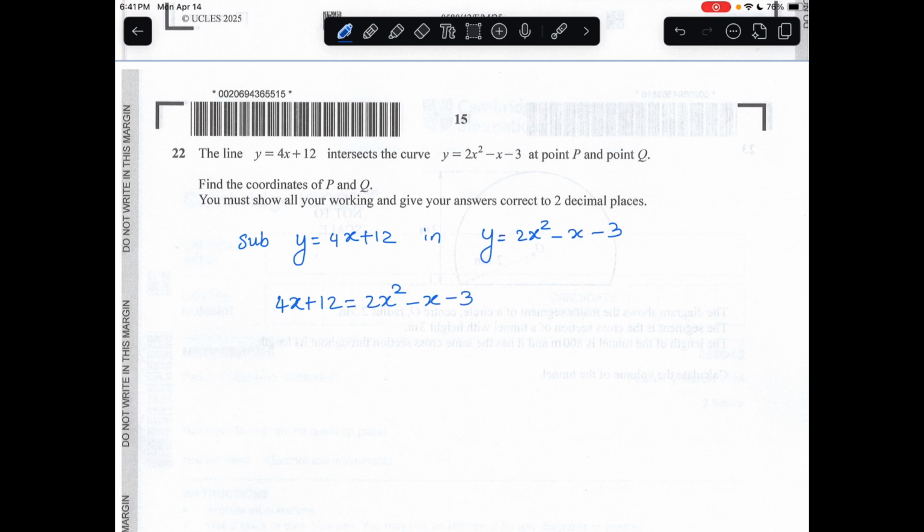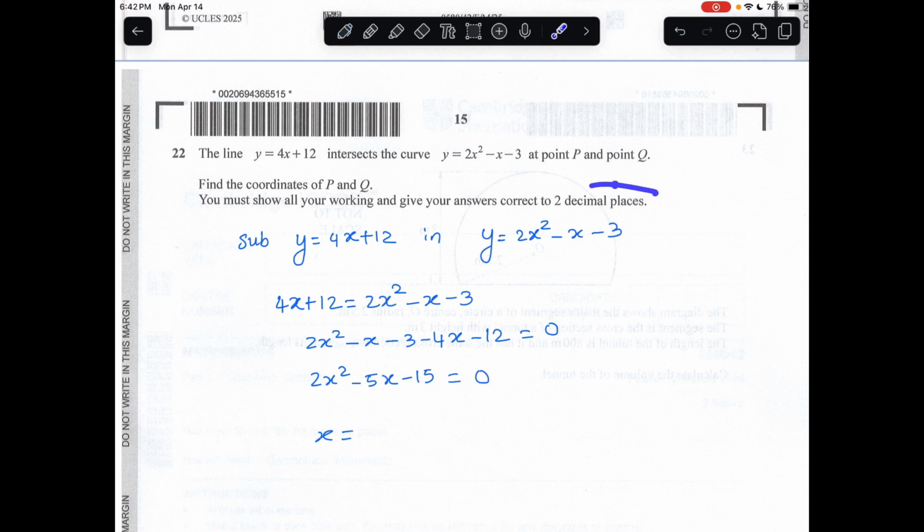So simplify that. Bring the terms to one side. So you're going to get 2x squared minus x minus 3 minus 4x minus 12 equal to 0. Combine the like terms. So 2x squared minus 5x minus 15 equal to 0.